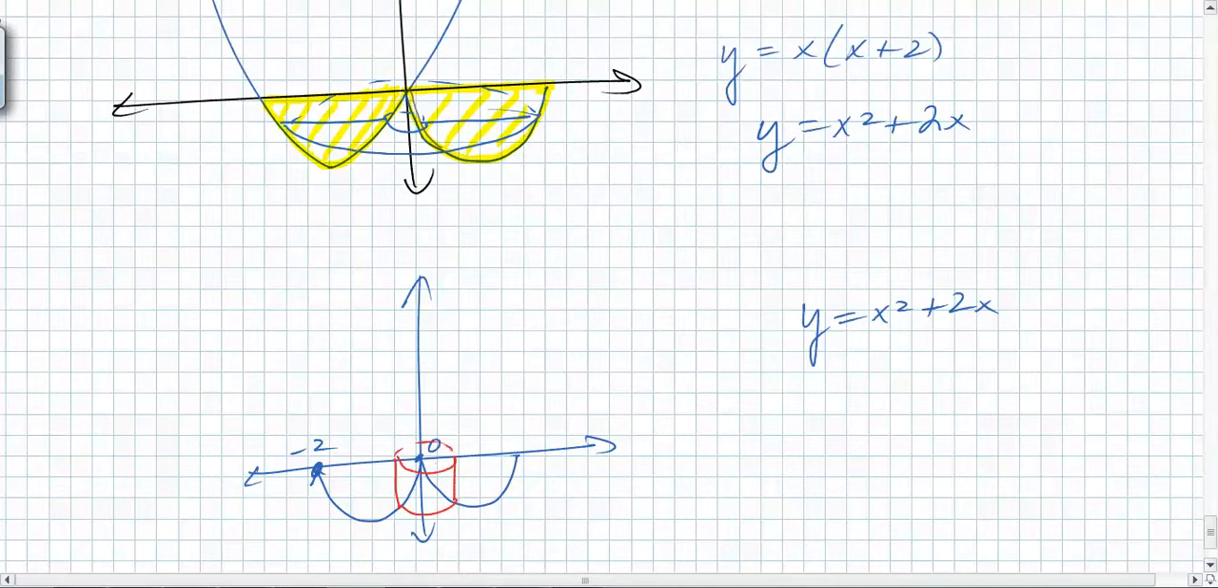The top and bottom function. What's the top function? What's the upper function? The x-axis, y equals 0. What's the lower function? x squared plus 2x. So what do you have here? You have 2 pi. What are we integrating from and to?